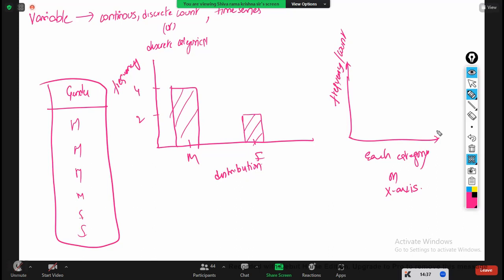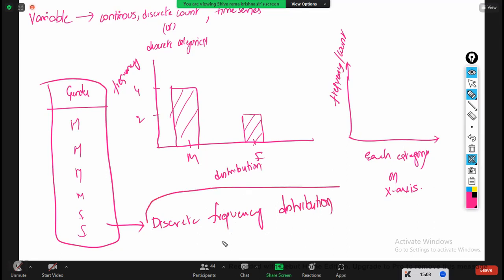Whether it is a discrete count variable or a discrete categorical variable, the concept remains the same. Is that clear? Since we are applying it on a discrete variable, the first word is discrete, and we are applying the concept called frequency distribution. So it is called discrete frequency distribution. Frequency means nothing but count.